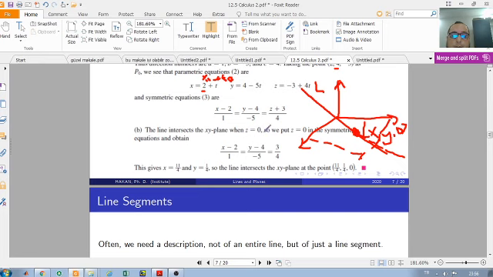Therefore, we write 0 for z. Using the symmetric equations, the last term becomes 3 over 4, and from here we can easily find the values of x and y written here. So the line intersects the xy plane at the point (11/4, 1/4, 0). Okay.